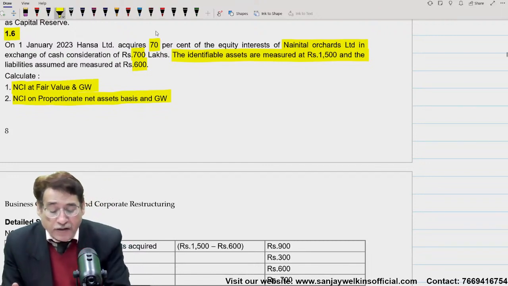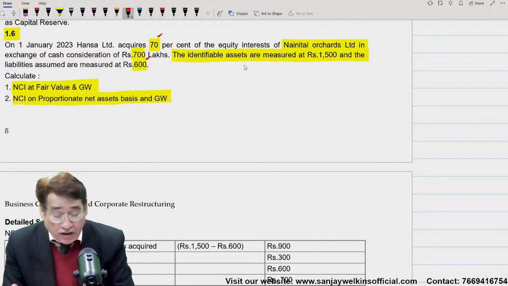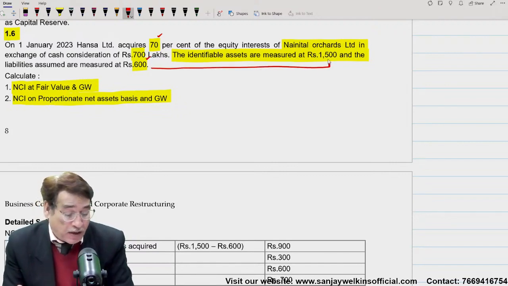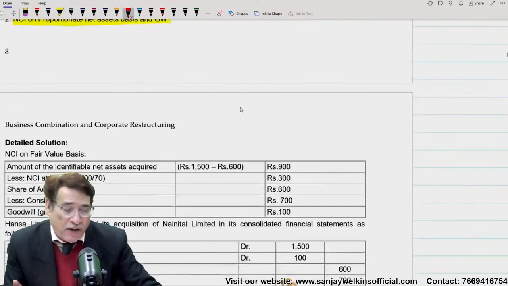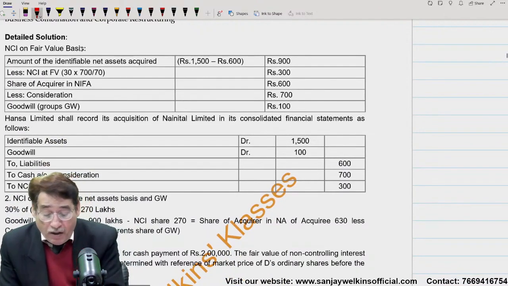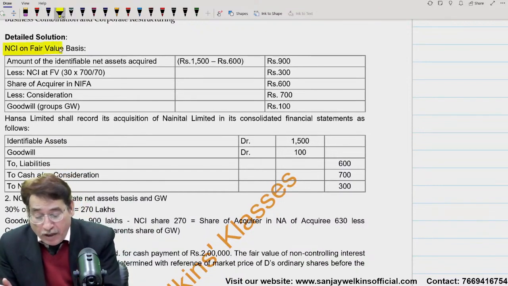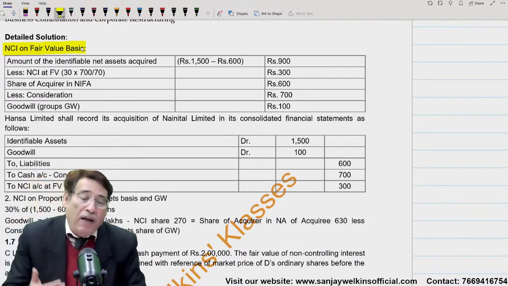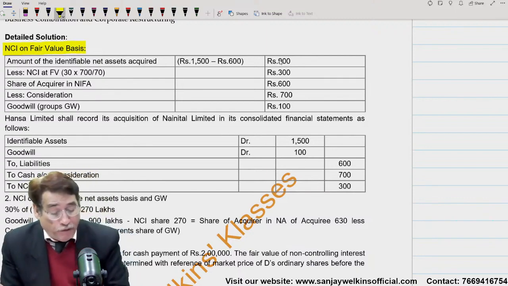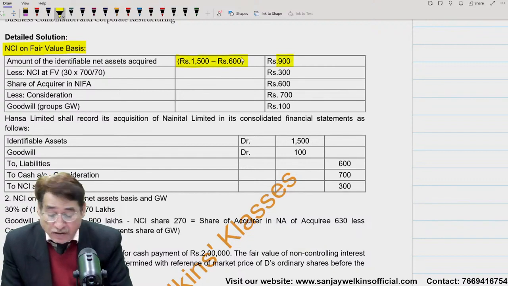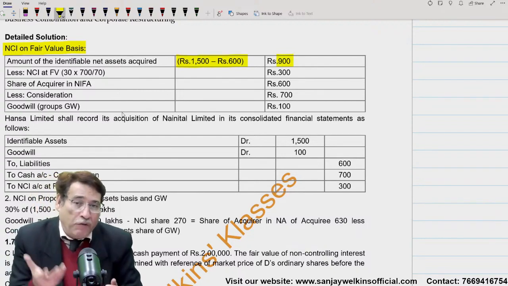First of all, you have acquired 70% stake in this particular case, number one. Number two, you have paid 700 lakh rupees. And number three, the net assets on the date of acquisition are equal to 1,500 minus 600, that is 900. So now, first point: NCI on fair value basis. Let us say we are computing NCI on fair value basis. In that case, what will be our amount of goodwill? First of all, here I write net assets, 1,500 minus 600.